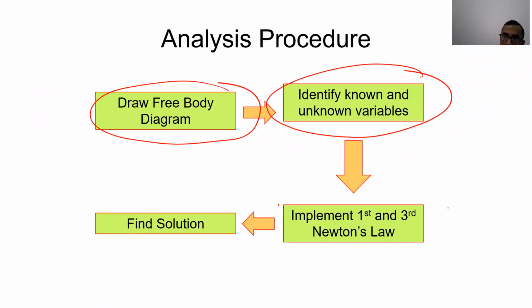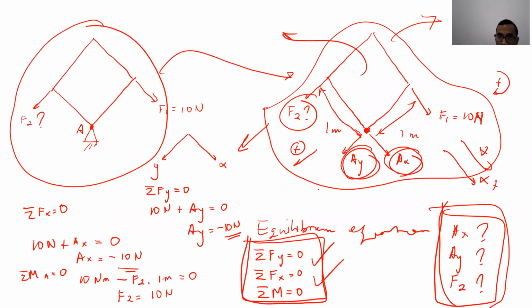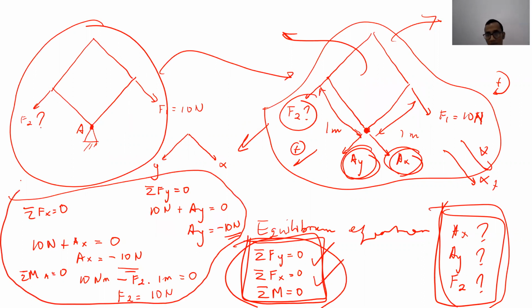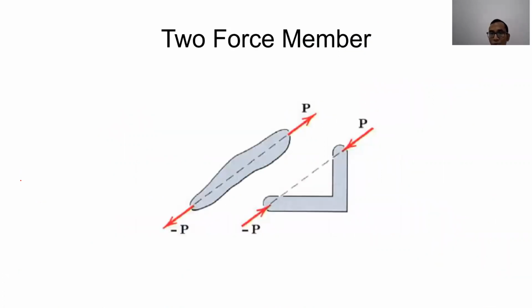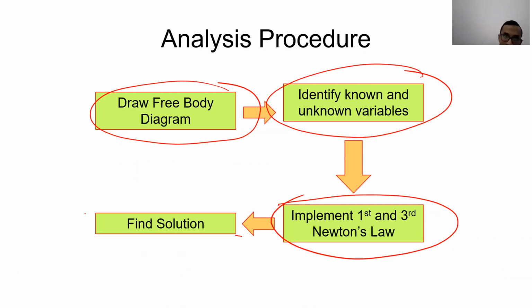Then we implement Newton's first and third law. In this case, it's the equilibrium equation. Sigma Fx equal to 0, sigma Fy equal to 0, and sigma moment equal to 0. And then try to find the solution by implementing those three equilibrium equations. So those are the step-by-step to solve an equilibrium problem.